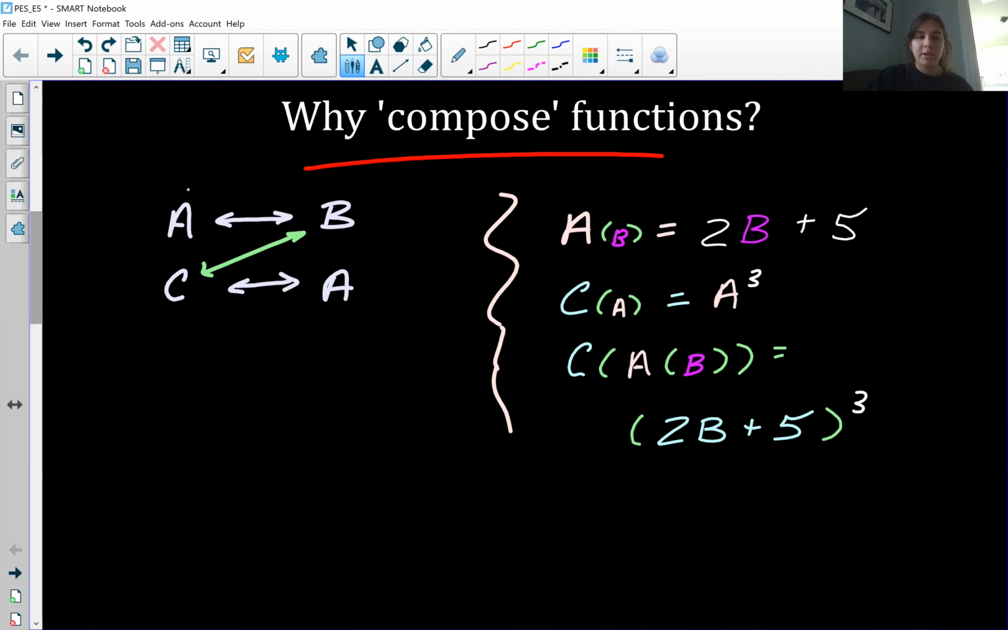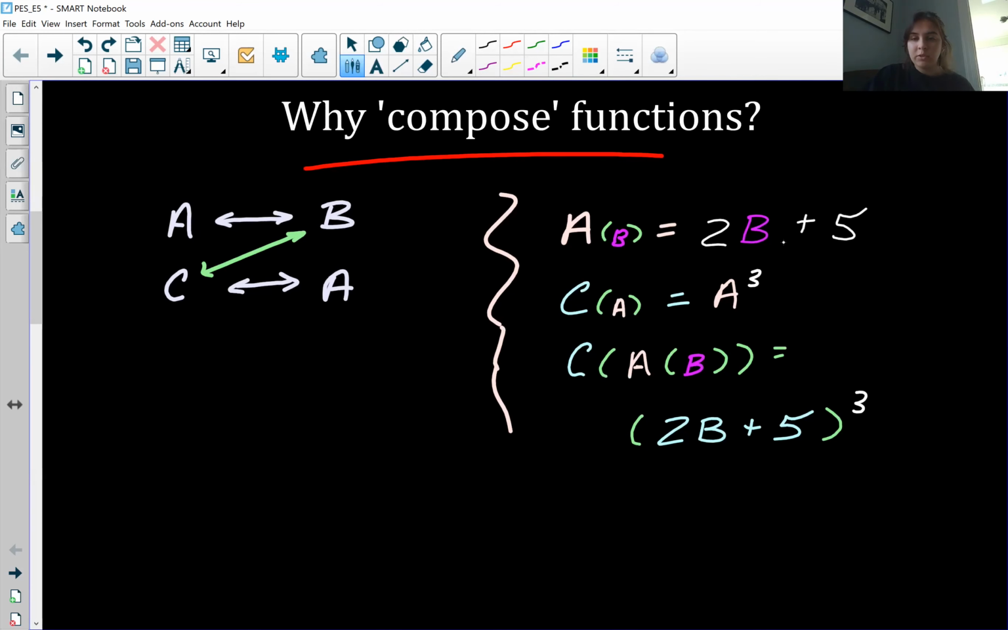Let's go ahead and ask ourselves a very existential question here. Why do we compose functions? The way I see it, it's really just about relating variables and doing that in a way where you can make certain calculations easier. So if we know that A relates to B, and we know that C relates to A, then we know there must be some sort of connection between C and B. And sometimes that connection is really important for a certain scenario, and you want to have a function that shows that direct relationship.